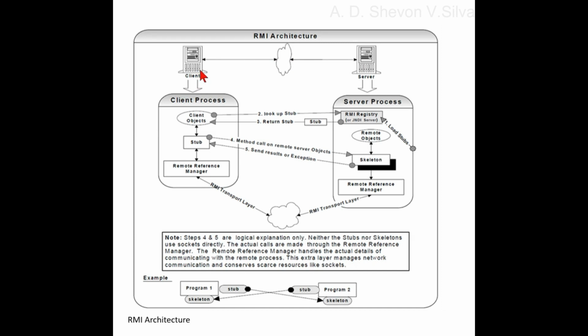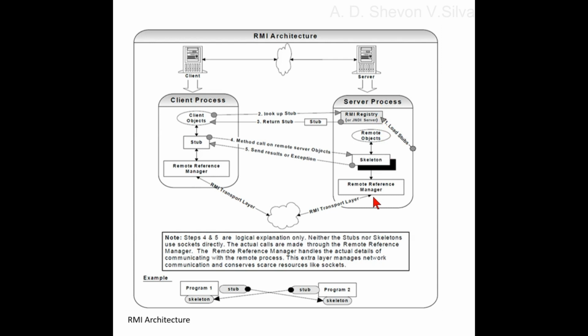The client is connected to the client process. Inside the client process you can see a client object, stub, and remote reference manager. The client object interacts with the stub, and the stub interacts with the remote reference manager. And here you can see the server process. It has an RMI registry, remote object, skeleton, and remote reference manager.